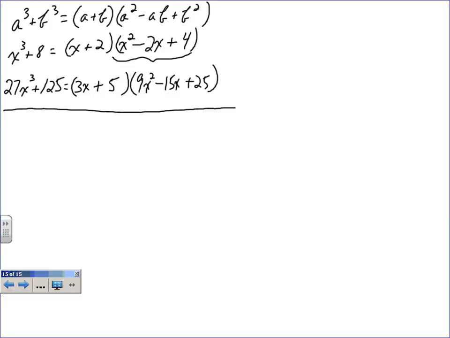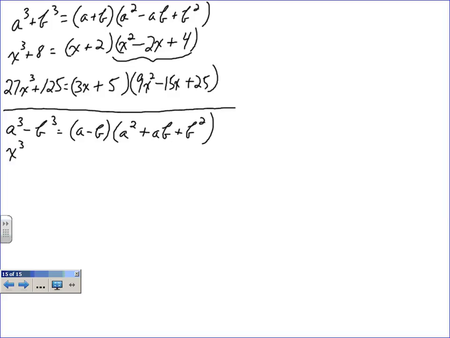All right, one more example. We can factor the sum of 2 cubes. We can also factor the difference of 2 cubes. I can also factor a cubed minus b cubed. The formula is similar. It is a minus b times a squared plus ab plus b squared. And we'll see how that works.